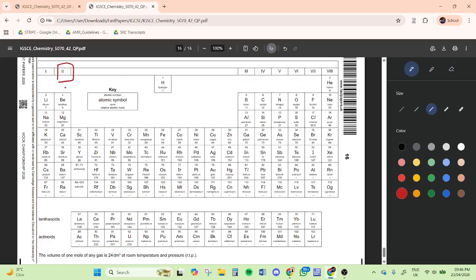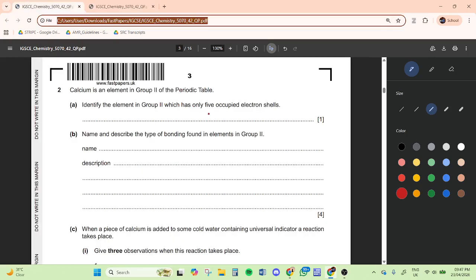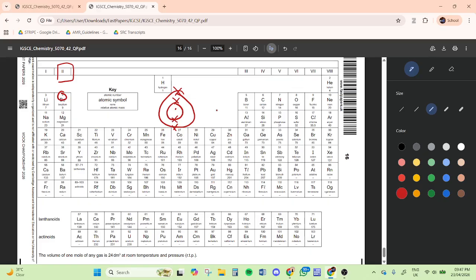And now, obviously, we take a look at beryllium. So it has 4 electrons. So if we do the dot cross diagram, it's going to have 1 over here, 1, 2, and then 1, and then 2. So that's not what we're looking for, right? We're looking for 5 occupied electron shells.